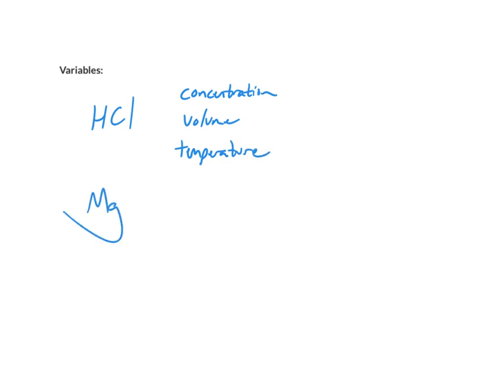So let's consider the chemicals involved. We have hydrochloric acid, and as far as hydrochloric acid is concerned, we would need to consider its concentration, the volume, and the temperature. And for the magnesium, we'll consider the mass that we use, and once again its surface area. Now of course, if we use a piece of magnesium from the same length, from the same coil, then the surface area will be the same.